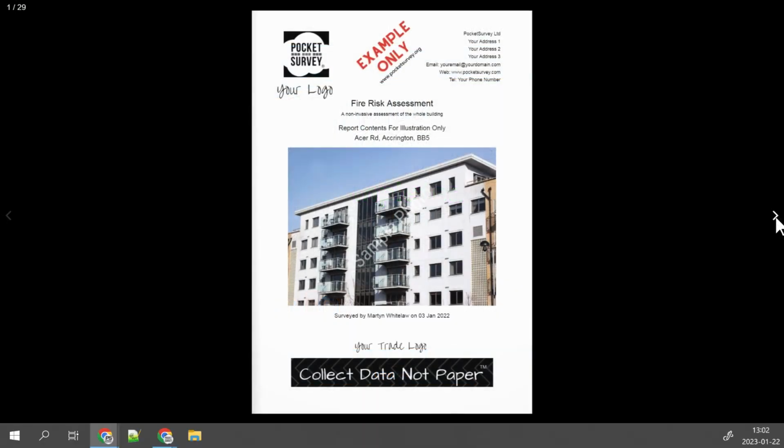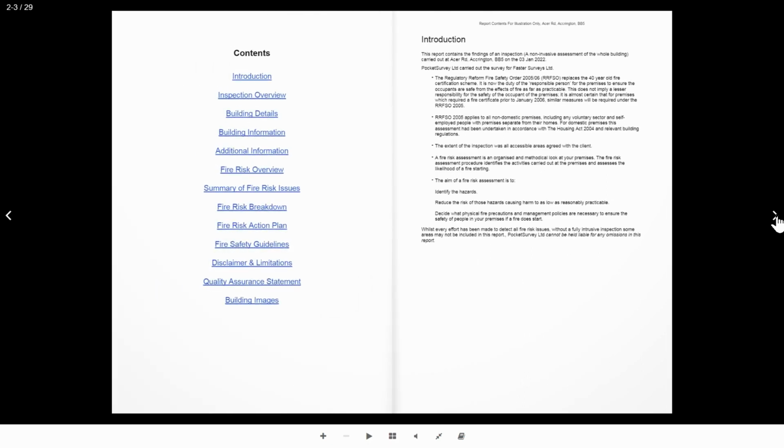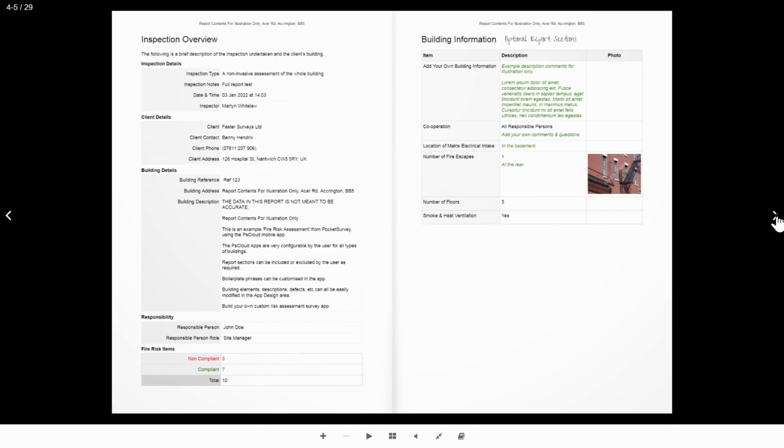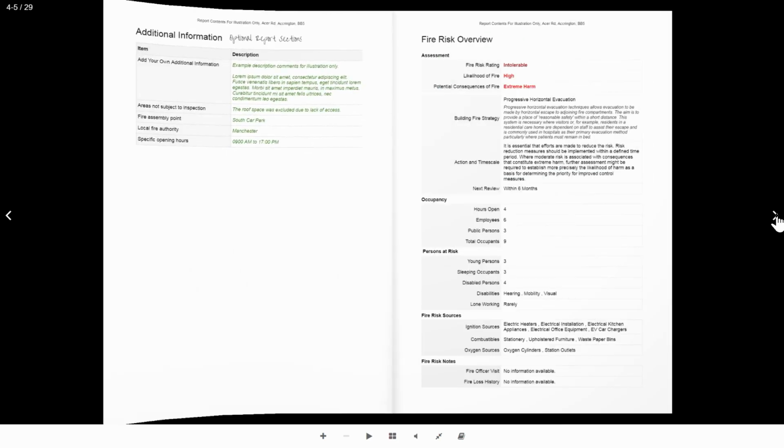This is an example of the fire risk assessment report. Your logo and address are at the top of the front page, with an optional trade logo at the bottom. Then you've got a table of contents. You can modify your custom phrases for the introduction and other report pages within the app setup. There's an inspection overview section followed by building and additional information sections that you can configure within the app.